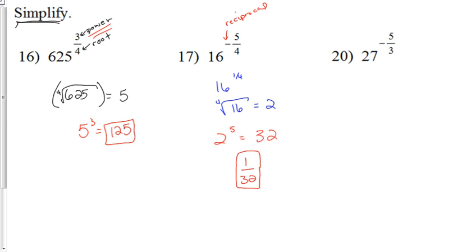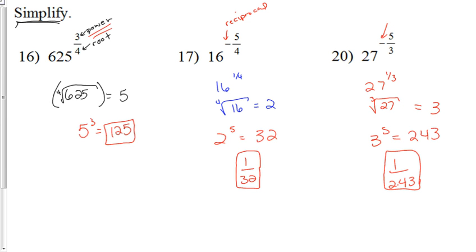Last one here. We want to do the cube root of 27. Either way that you like to see it, you will get 3. The cube root of 27 is 3, and then 3 to the 5th power. 3 times 3 times 3 is 27, times 3 is 81, and 81 times 3 is 243. And then don't forget that negative, which means 1 over 243. Notice there's no negative answer, there are no negative numbers. It's a negative exponent, which means reciprocal.